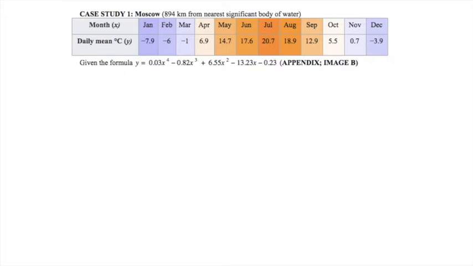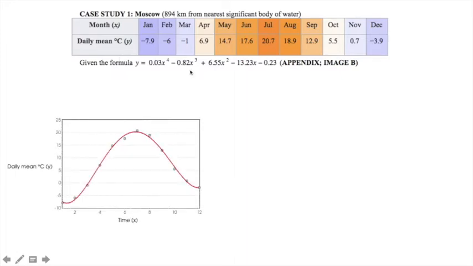Moscow is far removed from any significant body of water, and is 894 km from the nearest sea, large lake, or ocean. These data points are obtained from Wikipedia and are inputted into an interpolation calculator to derive a temperature curve for subsequent integration. When you plug the data points into this graph over here, it is represented graphically as shown here. So we can say that my interpolation calculator is largely accurate as the graph largely follows the data points that we are given from Wikipedia.